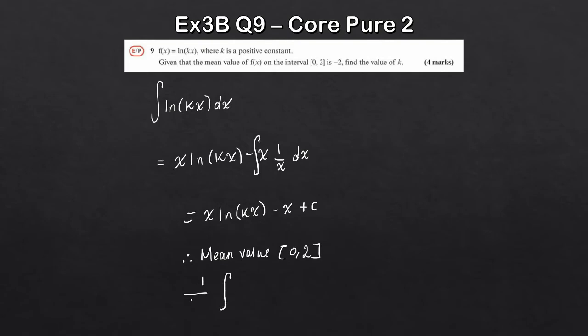1 over b minus a, where b is 2, a is 0. So that's 1 over 2 minus 0, so 1 over 2. Times the integral here of f of x dx. We've already worked this out here. That's what we've got. So all we need to do now is just consider this for 1 over 2 for this here with these limits.